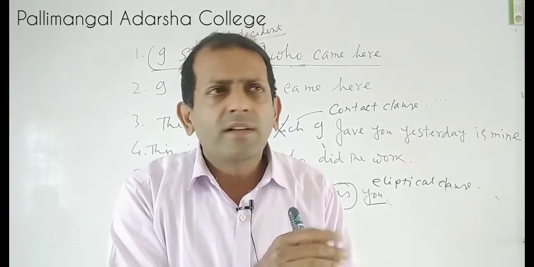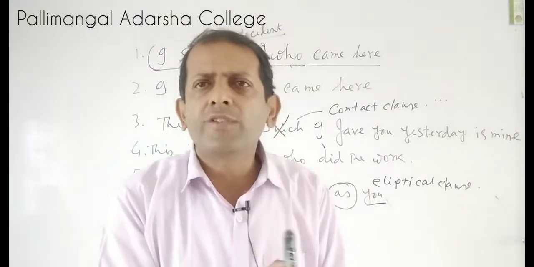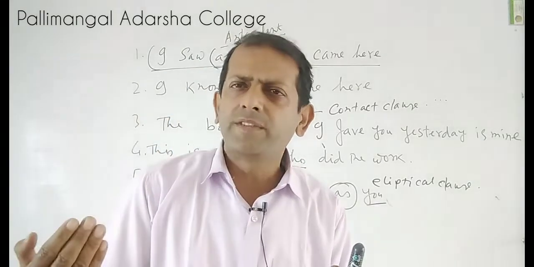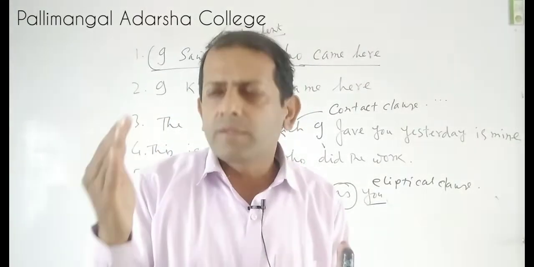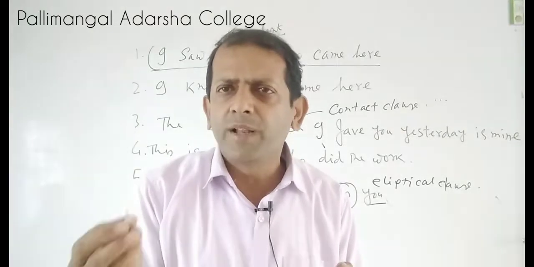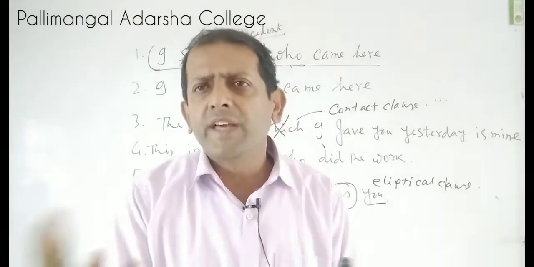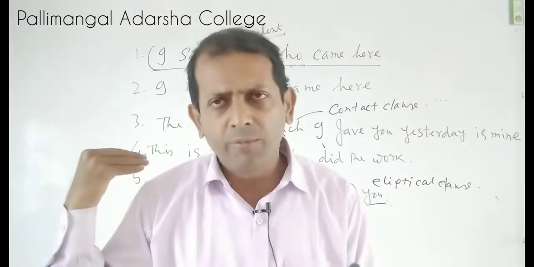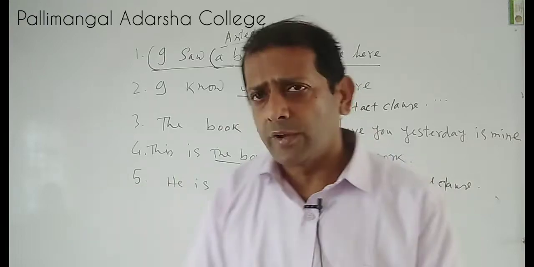And a very important thing, what is contact clause? A contact clause is when you can omit the connector from the sentence. And when can you omit the connector? The connector can be omitted only in that place where after the connector there is a subject. If there is no subject, there will be no omission of the connector. We have got proof through these three sentences over this matter.